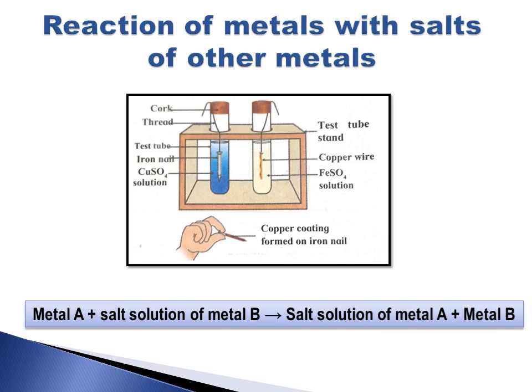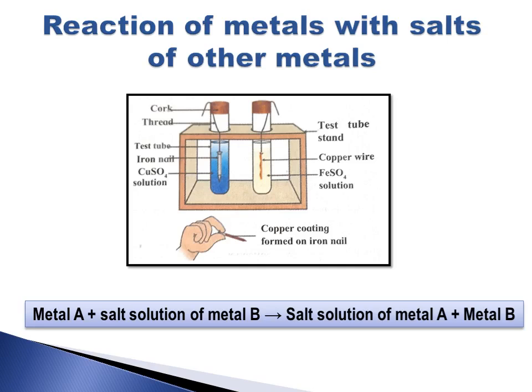Reaction of metals with salts of other metals. Just look at the experiment here. Here you have taken a clean copper wire and a clean iron nail, and the copper wire is dipped in ferrous sulfate solution and the iron nail in copper sulfate solution. Just keep on observing them at fixed intervals of time.